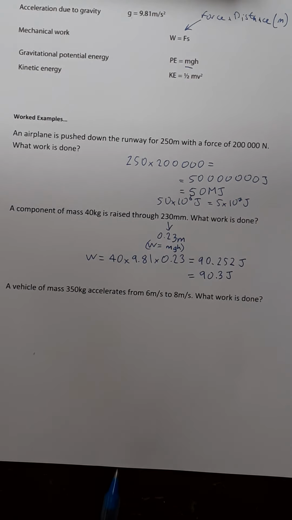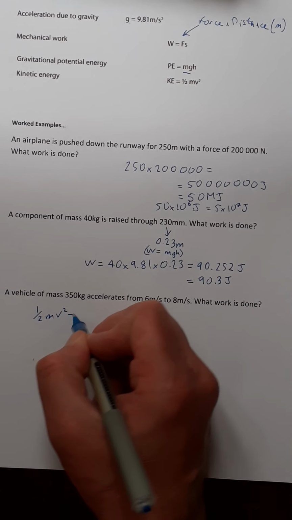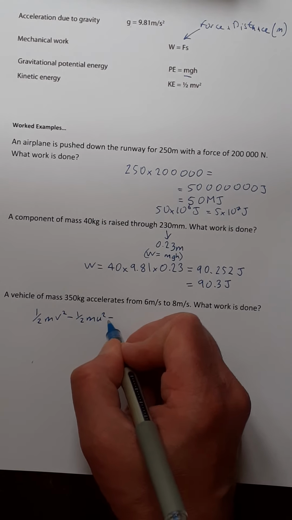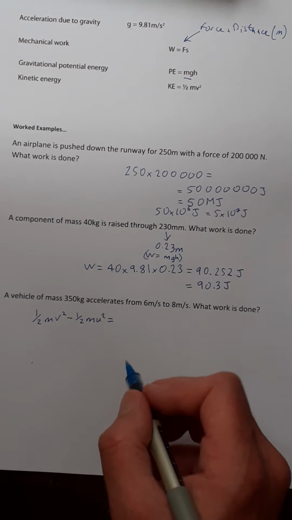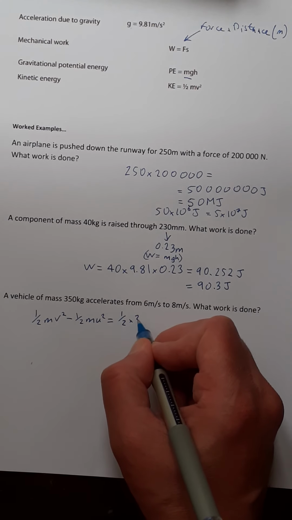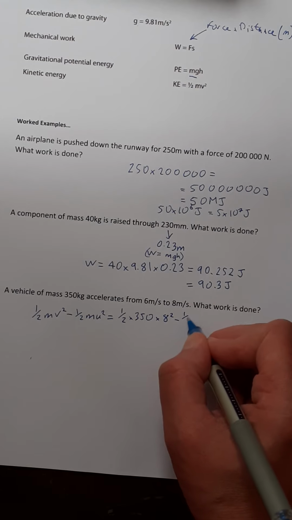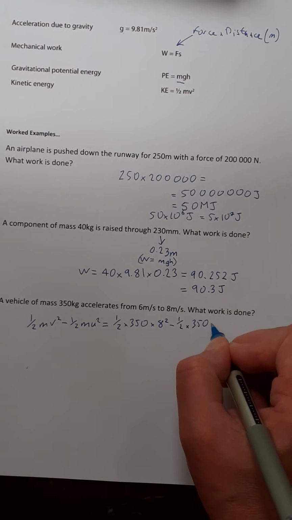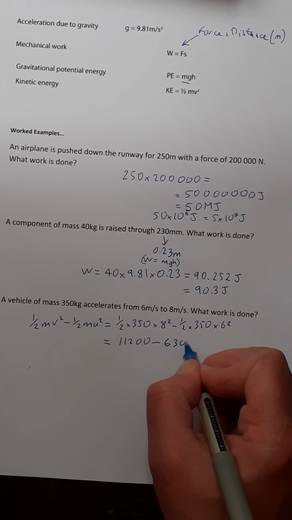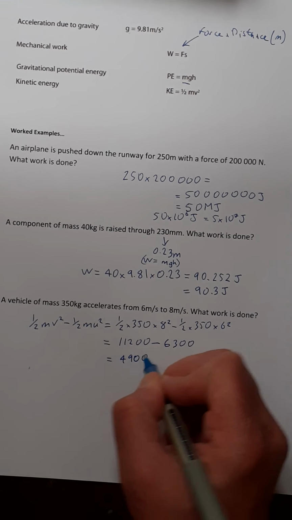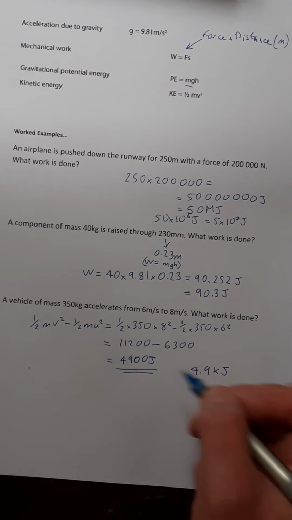Okay, final one where something changes speed. I'm going to say that the work done is going to be half mv squared minus half mu squared, where if you remember from SUVAT, we had v being the final velocity and u being the initial velocity. So if I just substitute my numbers in here, I'm going to say half times 350, that's my mass, times 8 squared minus half times 350 times 6 squared. That's going to come out, I want to do my substitution in first of all, that's 4,900 joules, or I could say 4.9 kilojoules in that case, remembering that 1,000 joules is a kilojoule.